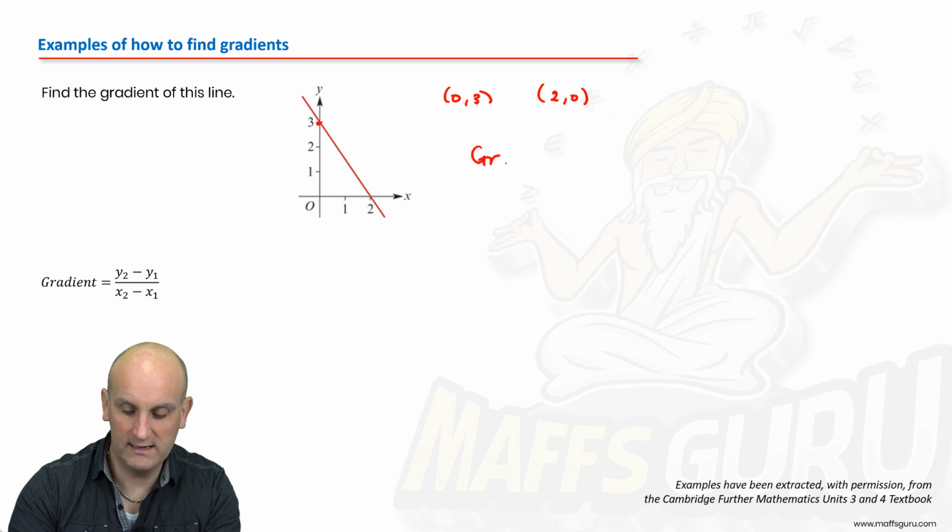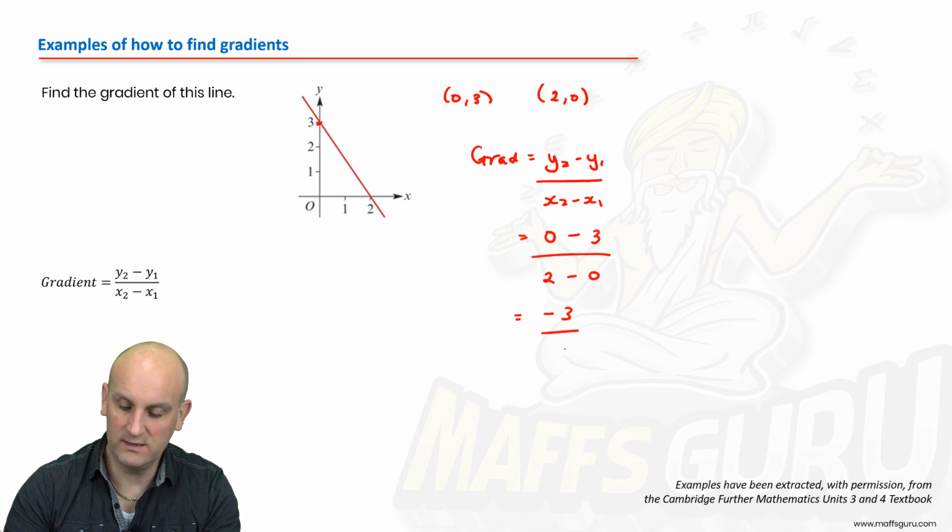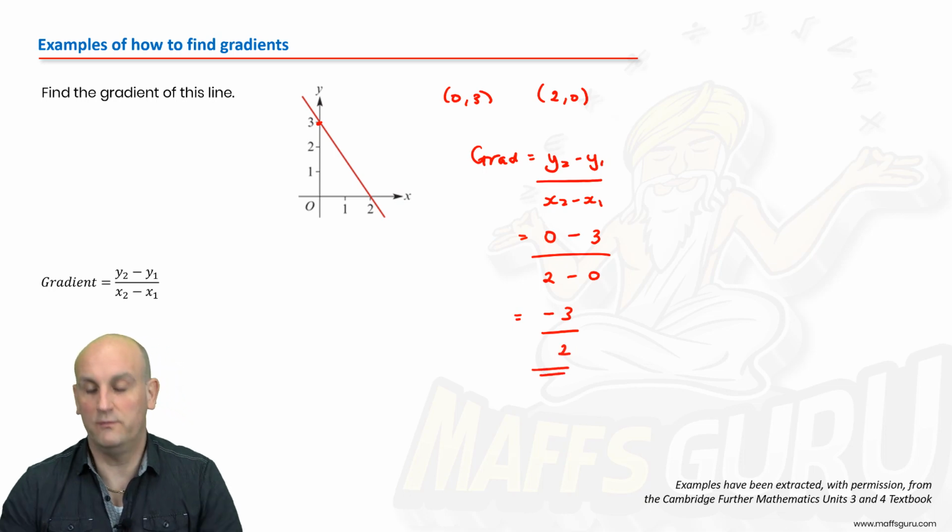So I now have my gradient is equal to y2 minus y1 on x2 minus x1. Let's do the formula. I've already got it, but let's write it out. The second y value is 0 minus the first y value is 3. The second x value is 2 minus the first x value is 0. 0 minus 3 is minus 3. 2 minus 0 is 2. And lo and behold, there is my answer.